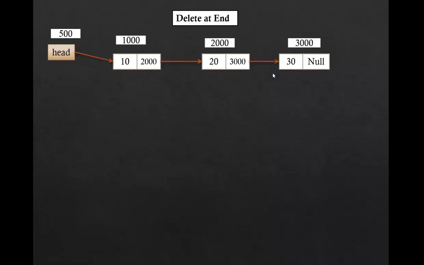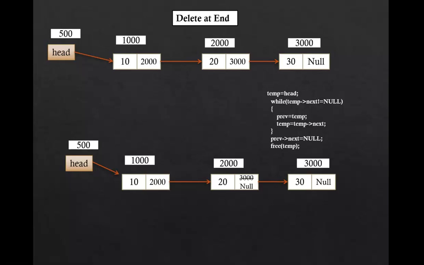Let us understand with the help of an example. Now the example shows 10, 20 and 30. Deletion at the end, so traverse to the end and delete 30. Look, temp is equal to head. While temp's next is not equal to null, what happens? Previous is equal to temp and temp points to the next node. Fine. Now again iteration happens.